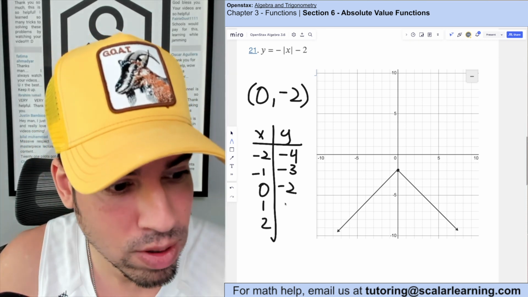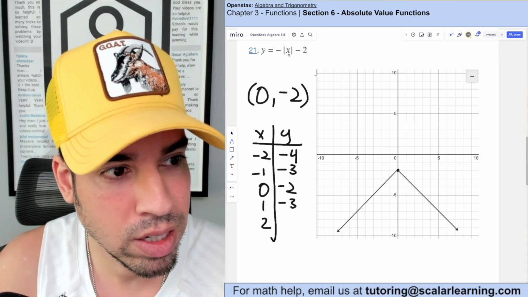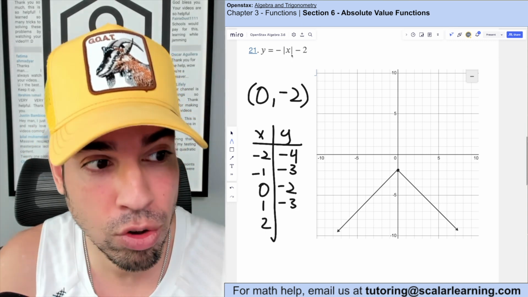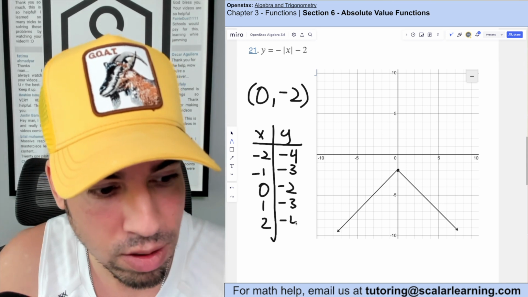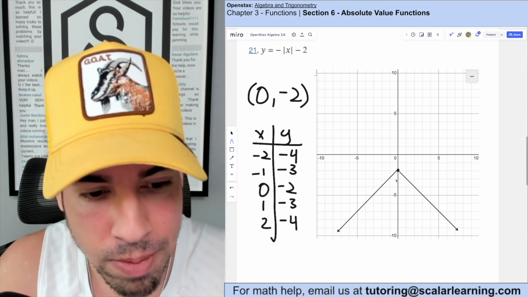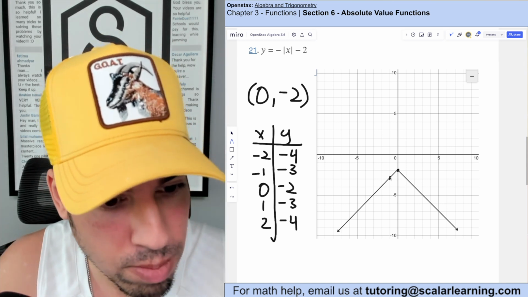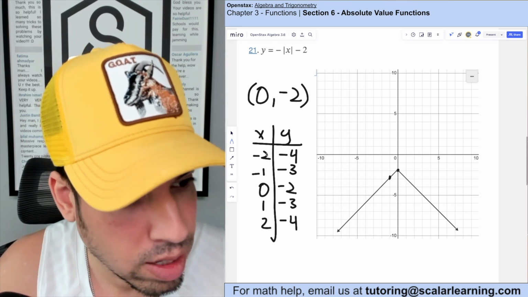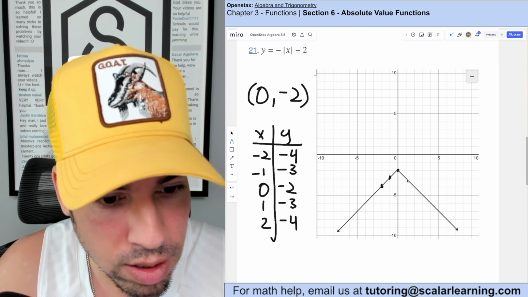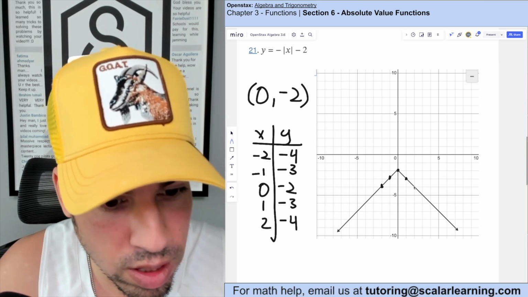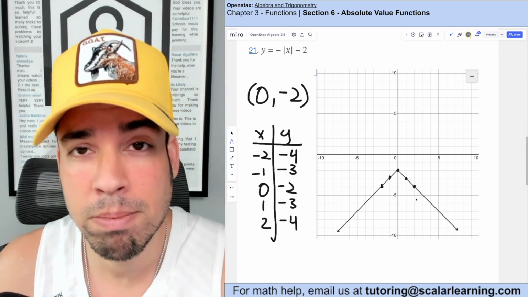-1 minus 2 is -3. Plug in 2, absolute value of 2 is just 2, with the negative is -2, minus 2 is -4. Look at these points, right? -1, -3 right there, and then -2, -4 right there. And then here we have 1, -3, and 2, -4. So it all matches up, boom, done.